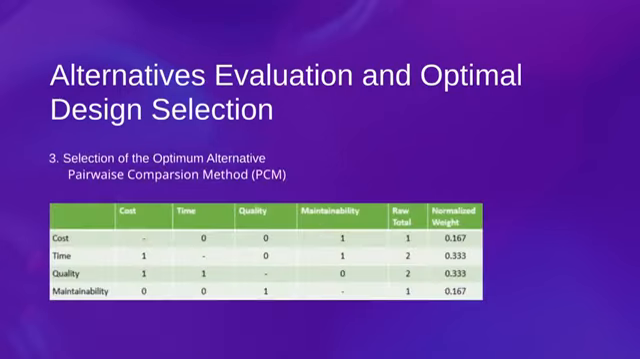Okay, so for the selection of optimal alternatives using the pairwise comparison method, we set the numbers 0 and 1 in this method. Basically, we set number 1 if the left criterion is more important than the criterion on the top. And we come up with the total scores of the criteria and then the normalized weight.